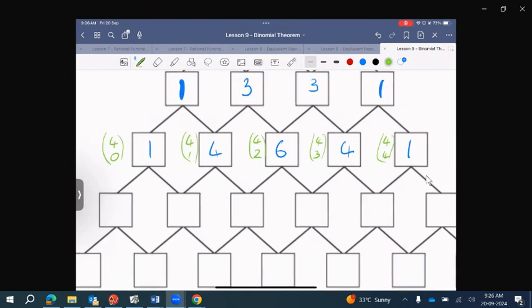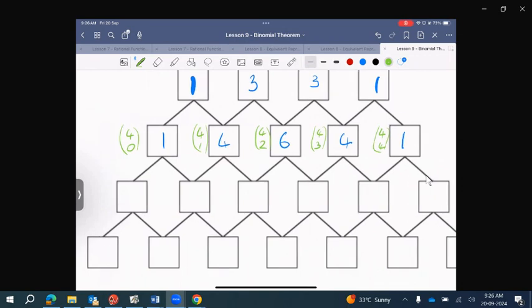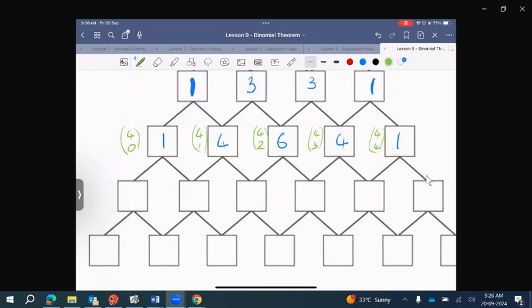What will be the next row? Row 5. What will the contents be? 1, 5, 10, 10, 5, 1. And then the last row. Somebody else want to help me with this last row? Anas. 1, 6, 15, 20, 15, 6, 1.